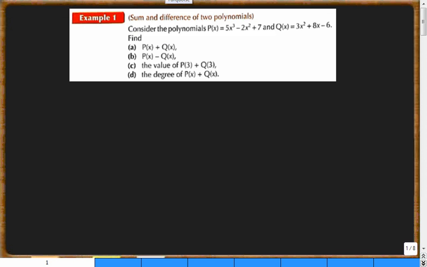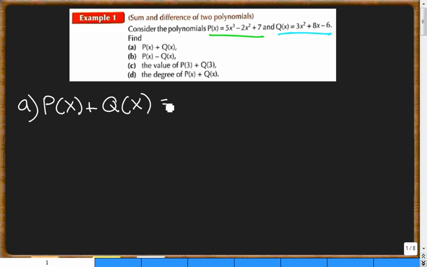Okay, so let's look at example 1. It says for us to consider the two polynomials p of x and q of x, and it asks us to find different values based on those. So we're going to use green for p of x, and we're going to use blue for q of x. A asks us to find what p of x plus q of x is.